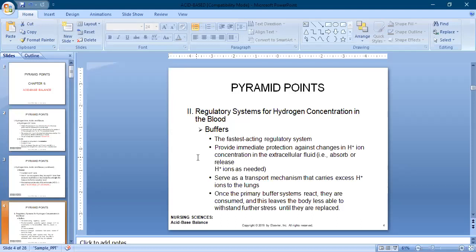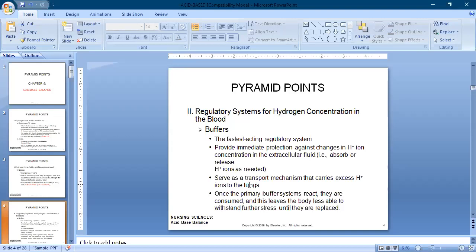So buffer basically maintains the stability of the pH of a solution, keeping it relatively stable. Buffer provides immediate protection against changes in hydrogen ion. If the hydrogen ion suddenly changes in your body and your body becomes acidic, that is not good. Also, if it suddenly changes too much and the base increases, your body will be alkaline, and alkaline is also not good. So as I told you, the normal pH is 7.35 to 7.45, and the pH stays normal because of the buffer system.